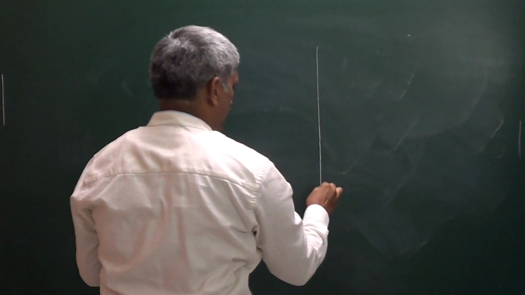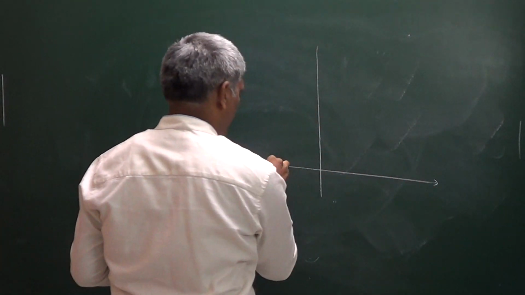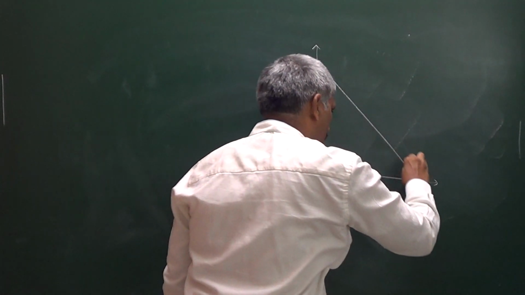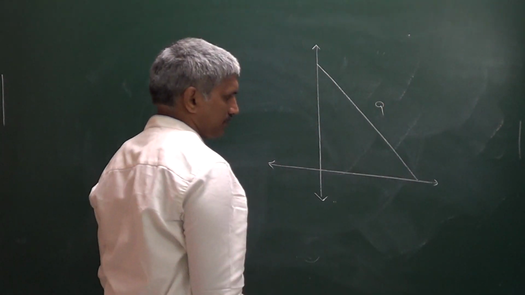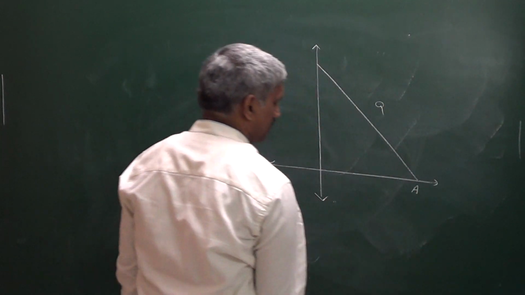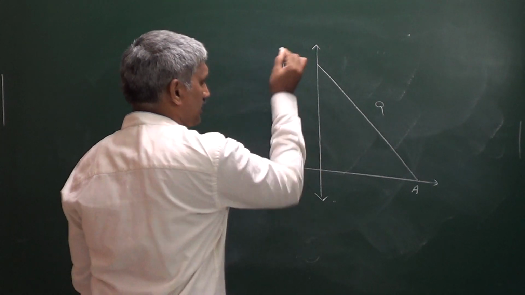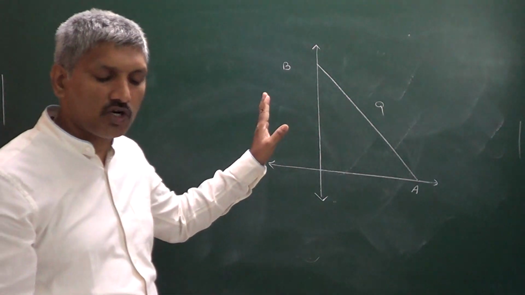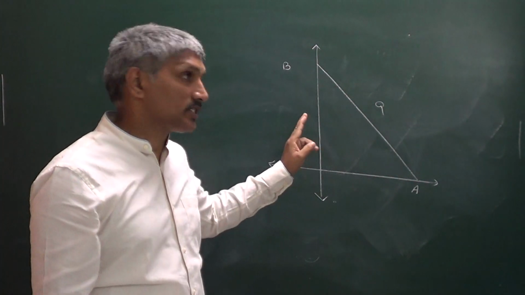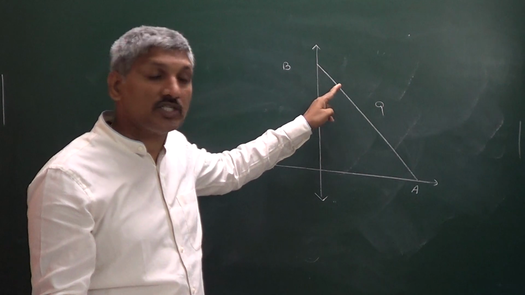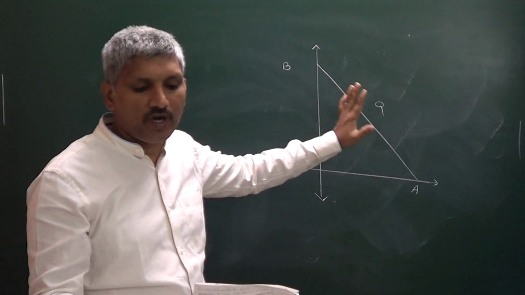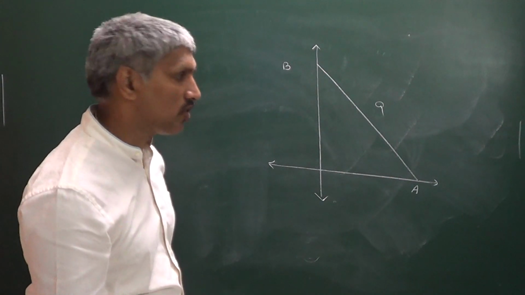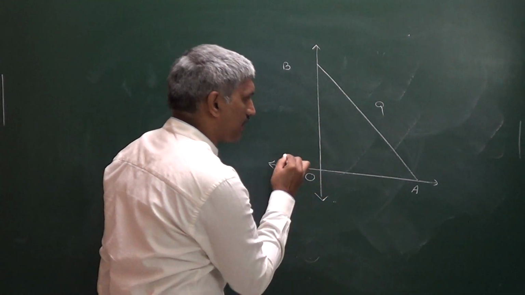This is the information given in the question. A straight rod of length 9 units. This point is on the x-axis and this point is on the y-axis. That is the information given. A straight rod of length 9 units slides with its ends A and B always on the x and y-axis. Find the locus of the centroid of triangle OAB.